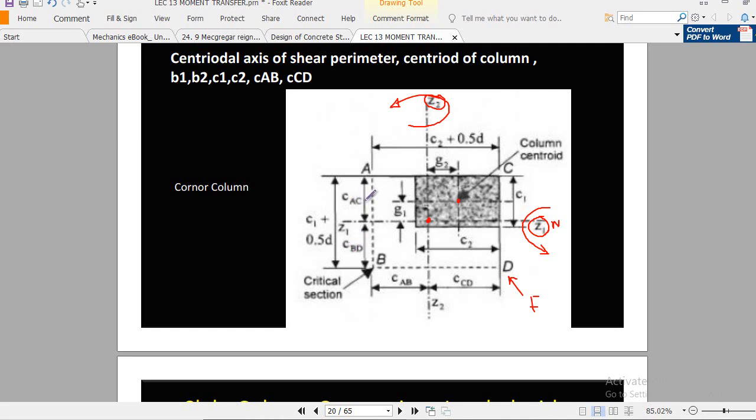CBD and CAC, right? If you don't want to change the notation A, B, C, D, then let's say you are using this notation, although this is your front and this is your back, clear? This is your back. So in this case, the CBD will be this distance, because this is the Z1 axis, this is the centroidal axis. So BD lies at the distance of CBD, and similarly AC is the side which lies at the distance of CAC from the Z1 axis.